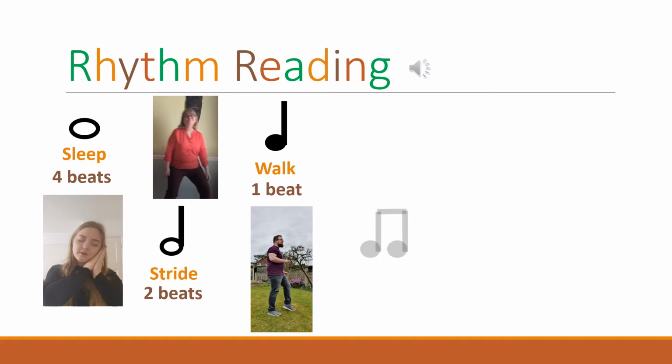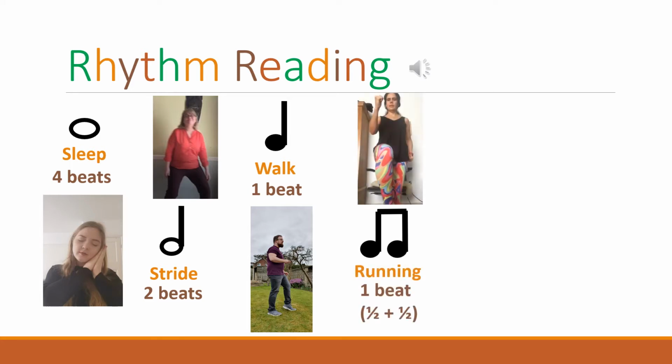Okay, our next symbol is called a running. So running is worth 1 beat, but because there's 2 syllables, each dot is worth half a beat. So if we run on the spot, it needs to be in time. Running, running, running, running.